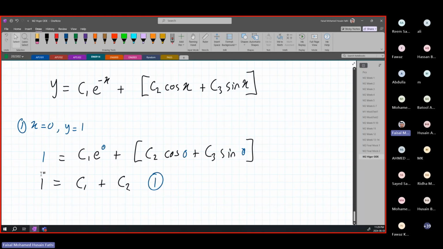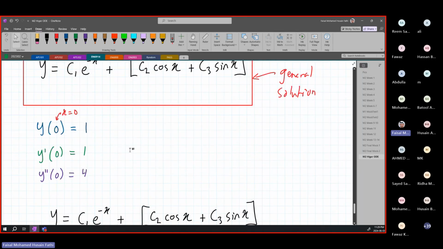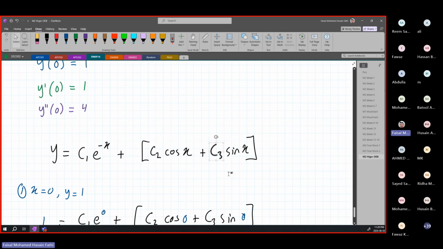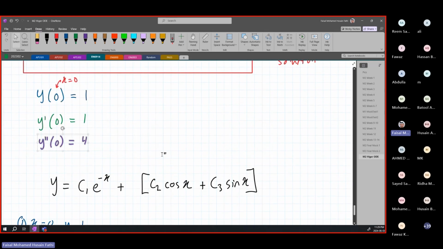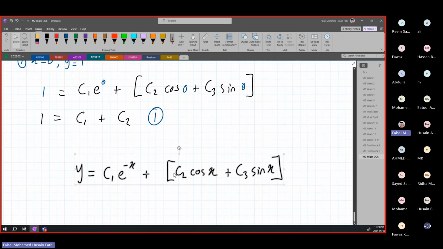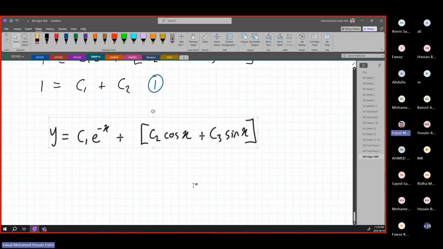So we have our first equation. In this case now, because this is a third order system, we're going to have 3 unknowns. So we need 3 equations to solve. That's why we were given 3 initial value conditions. The second one, we're given y prime. So we have to differentiate this general solution. It's very easy to differentiate as well because the e got cancelled.